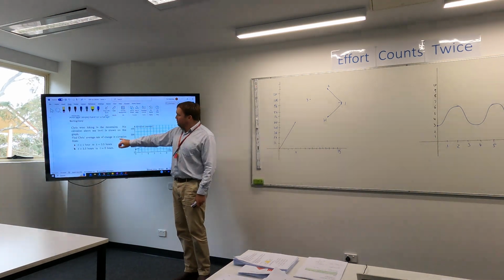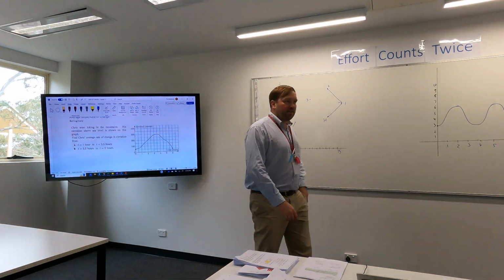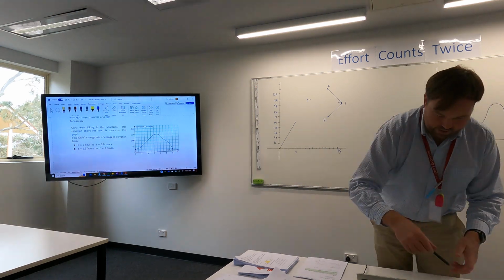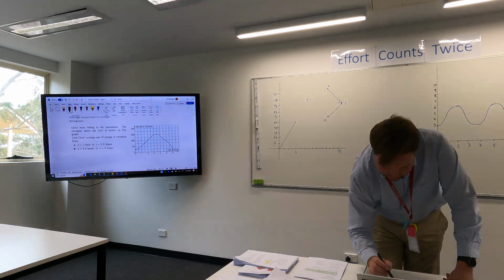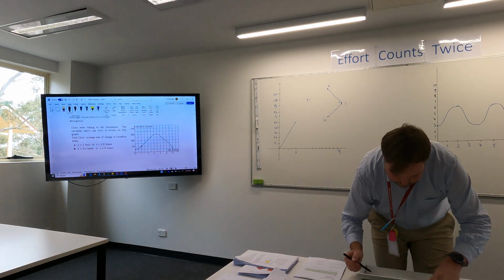And we want to find his average rate of elevation change from t equals 1 hour to t equals 2.5. And I think they've picked the numbers very carefully. At t equals 1 hour, he is 100 meters high.